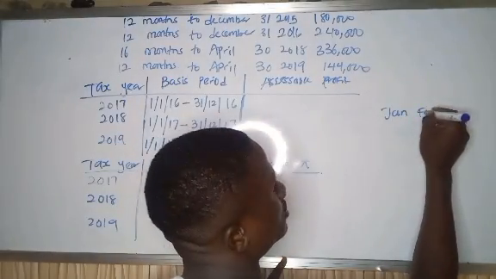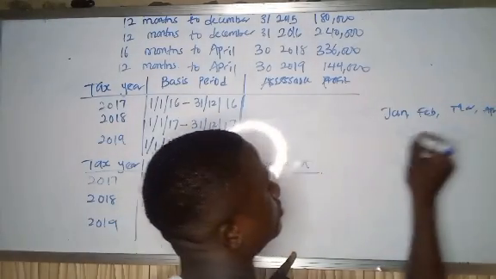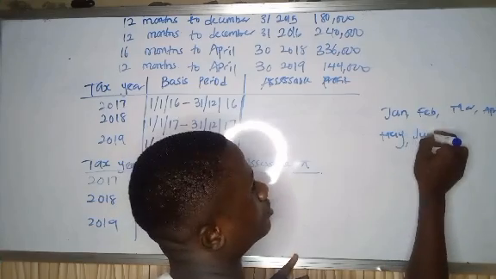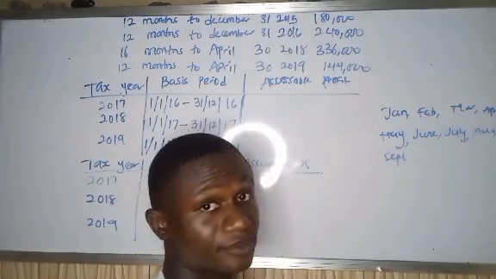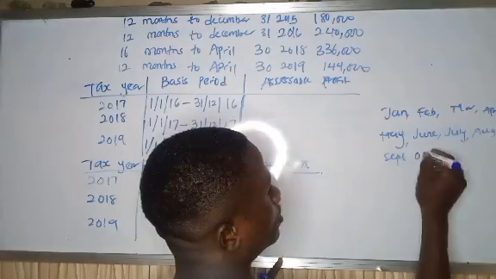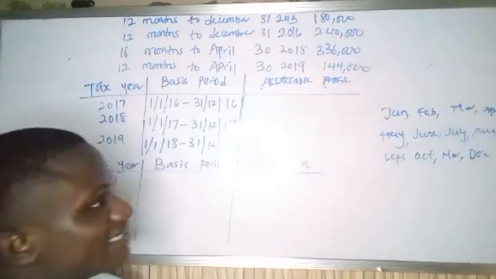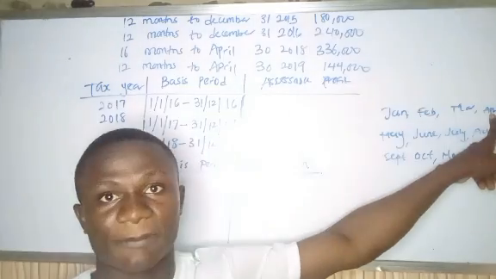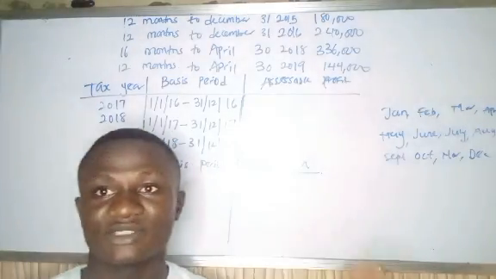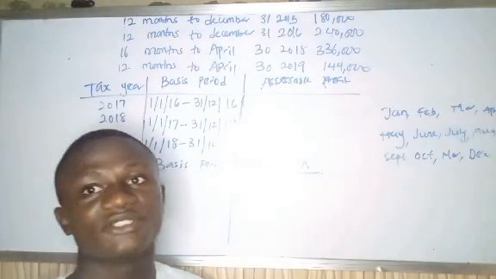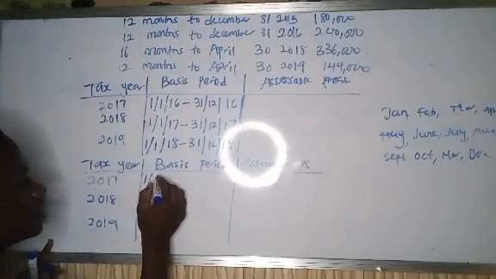January, February, March, April, May, June, July, August, September, October, November, December. So if a business is ending April of every year, definitely they are starting May, because that is when our accounting year ends, April. Then we are starting a new year, May. So definitely that will be 1st of May.